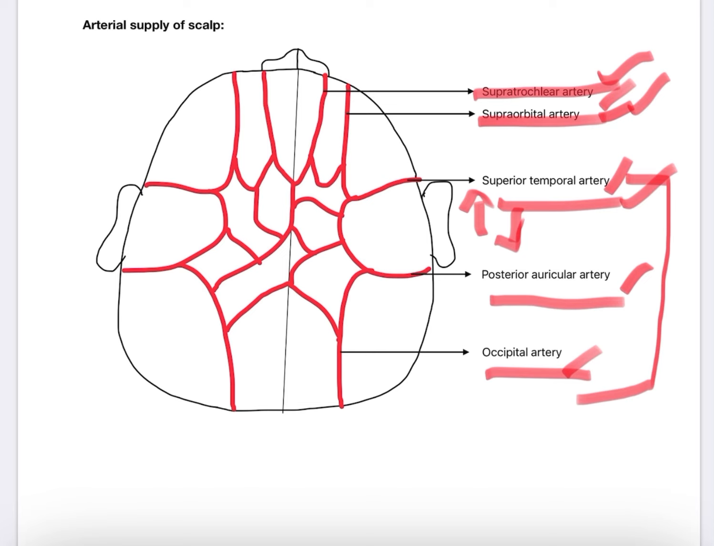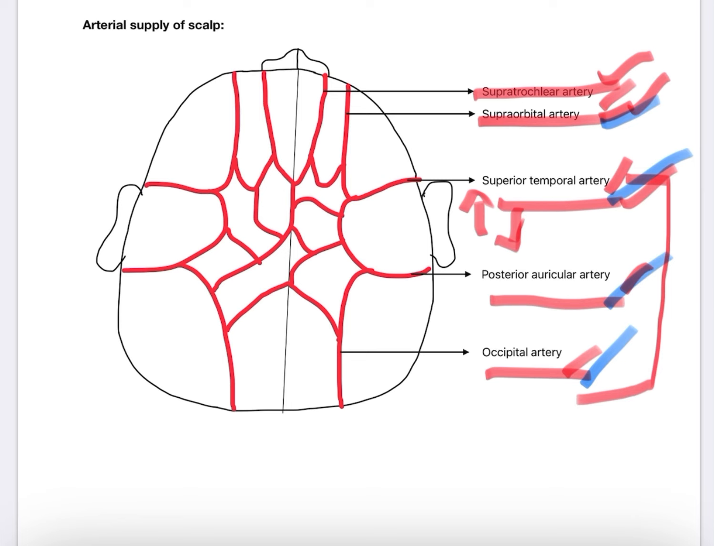Venous drainage of scalp. As with the arterial supply of the scalp, venous drainage of the scalp is also done by 5 veins. The names remain the same. Supratrochlear vein, supraorbital vein, superior temporal vein, posterior auricular vein, and occipital vein. Here supratrochlear vein and supraorbital vein combine to form angular vein at the medial angle of the eye.